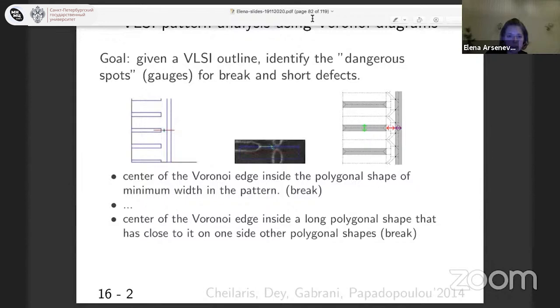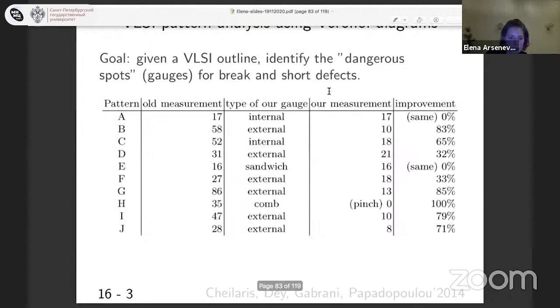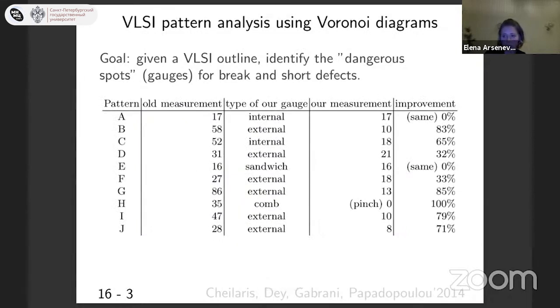So here the problem is not so well formulated algorithmically, so actually it was an experimental result. And the experiments were saying that, also as comparison to the previous method of discovering these dangerous places, there is some progress. Like this is improvement in percentage for the sample data. And for some cases there is no improvement. For some cases, the improvement is, I don't know, 8,300. So, yeah, it's a reasonable thing to do. This is what it says, I guess.